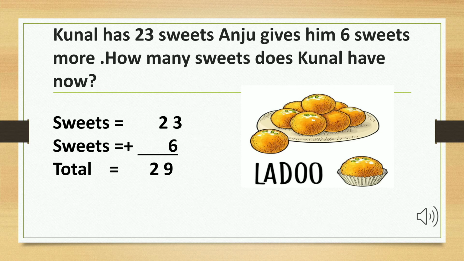Now we will add 6 to 23. We write the numbers in the column form and first we add ones. When we add 6 to 3, we will get 9. So 9 will be written under the ones column. Then we will add the tens value. Here there is only 2 in the tens column. So we will write 2 as it is. So when we add 6 to 23, our answer will be 29.